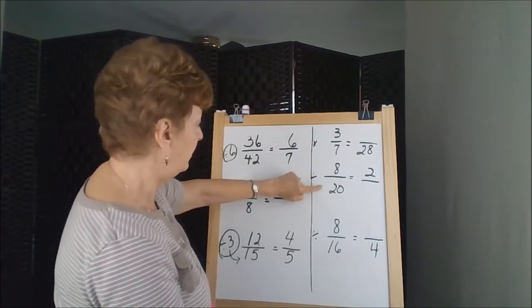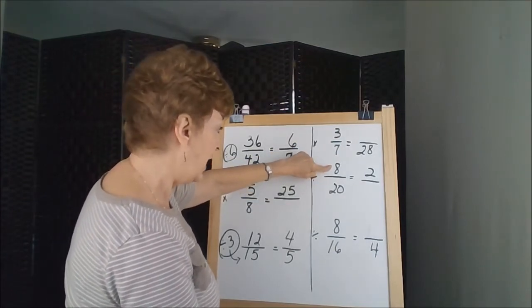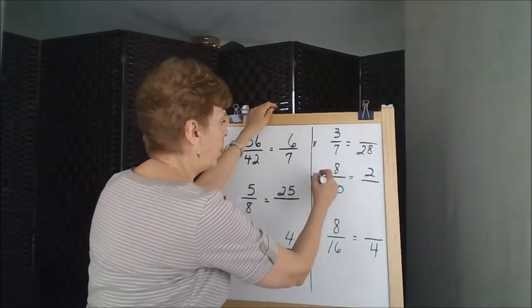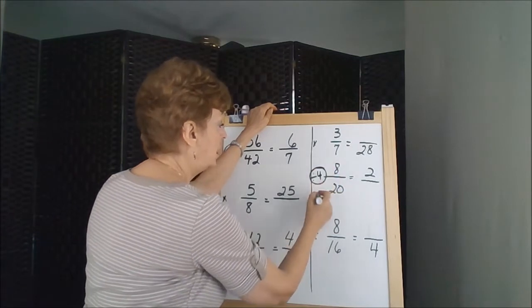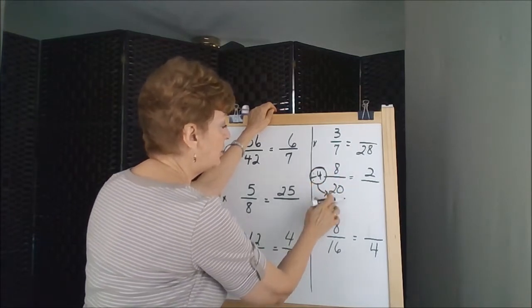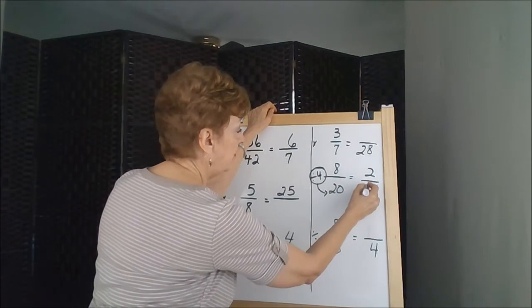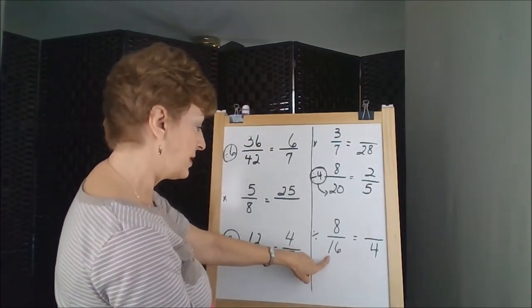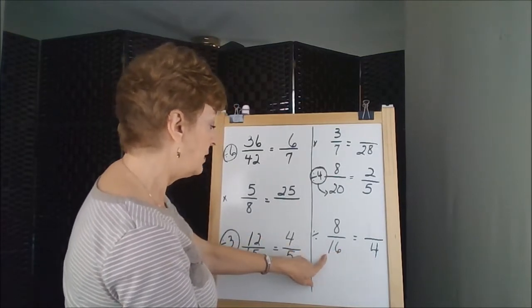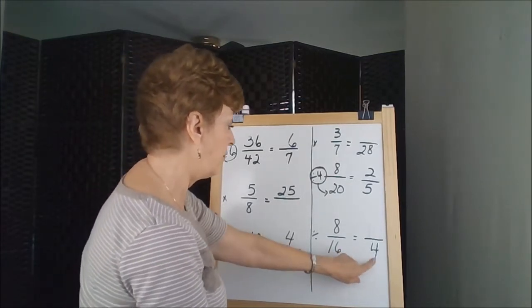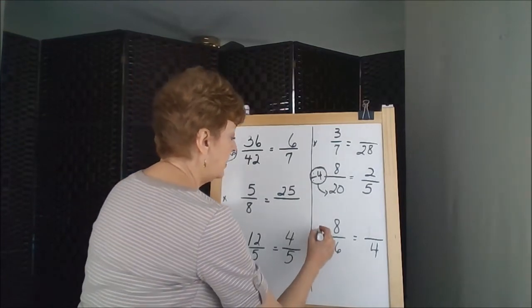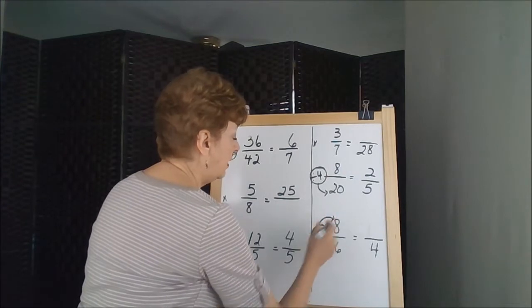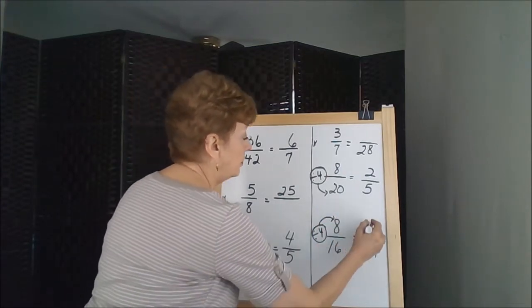It's multiplication. All right. 8 divided by what number gives me 2? 8 divided by 4 is 2. So now I'm going to use it here. 20 divided by 4 is 5. How do I get from 16 to 4? What can I divide 16 by and get a 4 as an answer? Well, 16 divided by 4 is 4. So I'm now going to use that. 8 divided by 4 is 2.